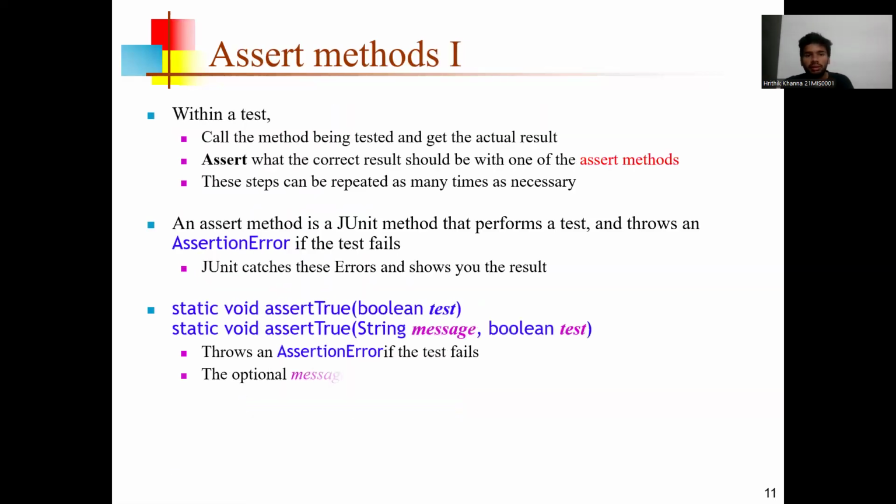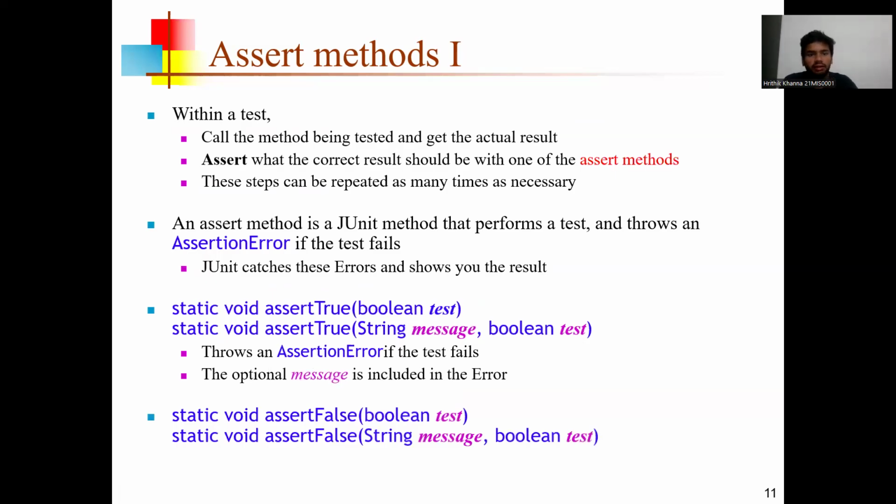Within a test, call the method being tested and get the actual result. An assert method is a JUnit method that performs a test and throws an assertion error if the test fails.